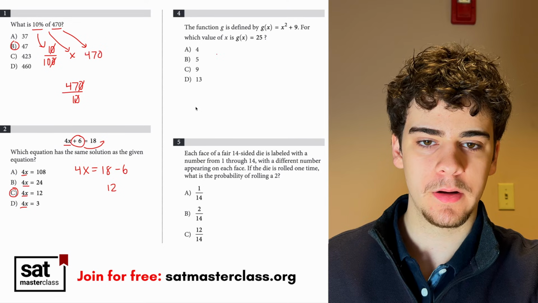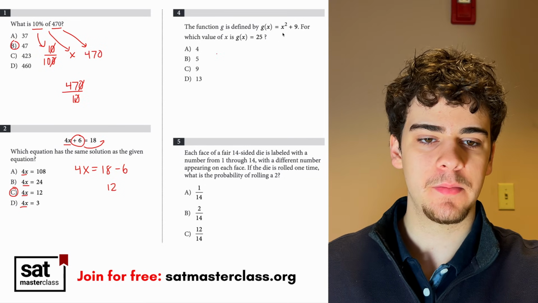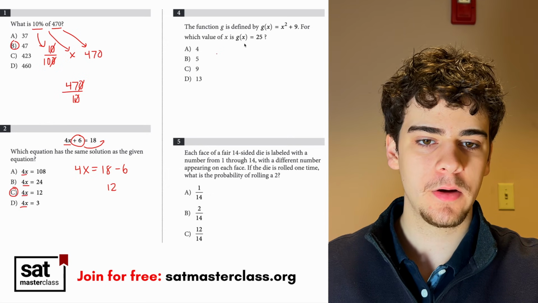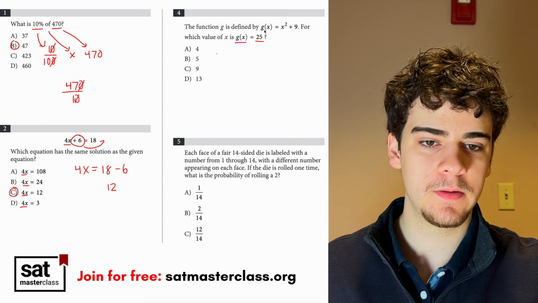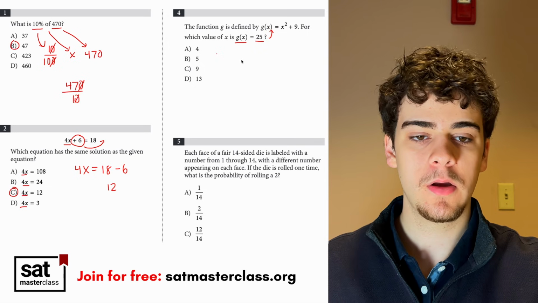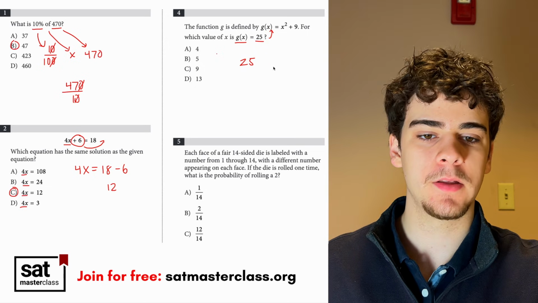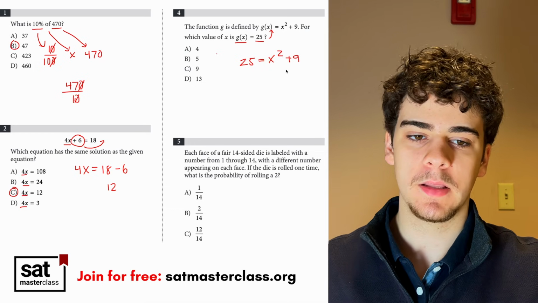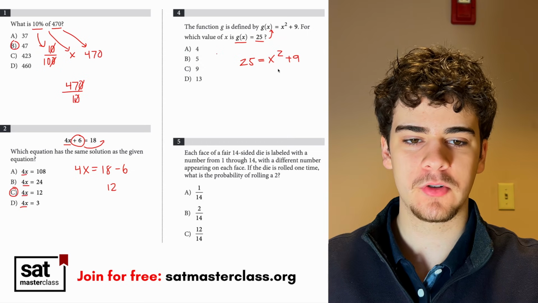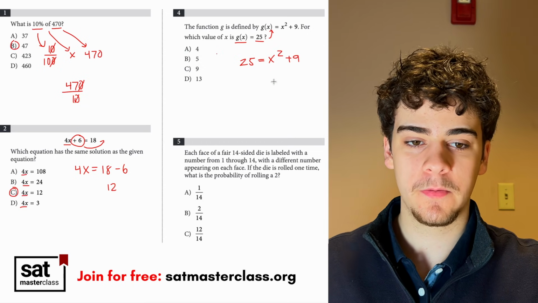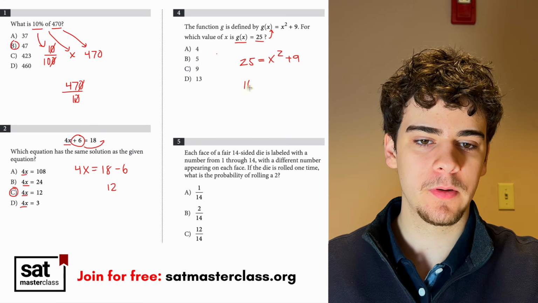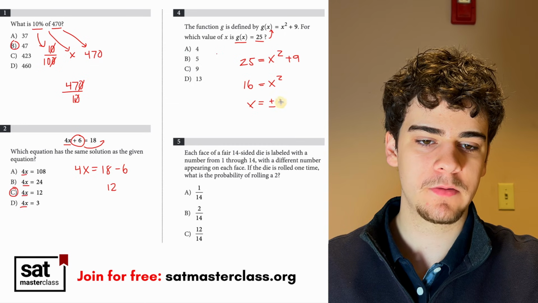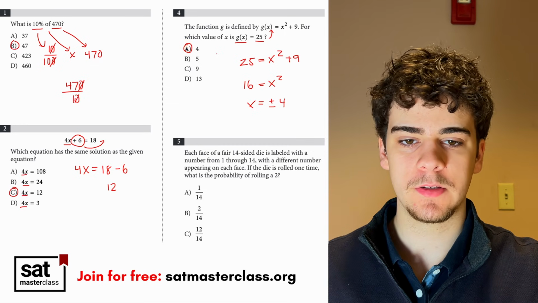Okay. Moving on to question 4. The function g is defined by g of x equals x squared plus 9. For which value of x is g of x equal to 25? Okay, so we can see that we're just given a value of g of x, so we can replace the g of x up here with 25 and then figure out what x value will be a solution. So 25 equals x squared plus 9. Now you might immediately recognize this as a variation of a 3, 4, 5 triangle, like the Pythagorean theorem version of it. But in case you don't, we can move the 9 over. We'll have 25 minus 9 is 16 equals x squared. So x is going to equal plus or minus 4. And then the only option there is 4.